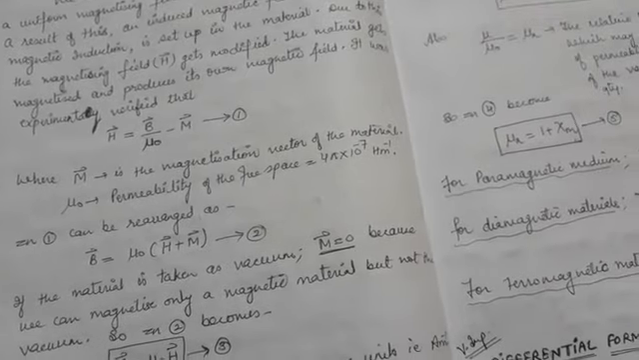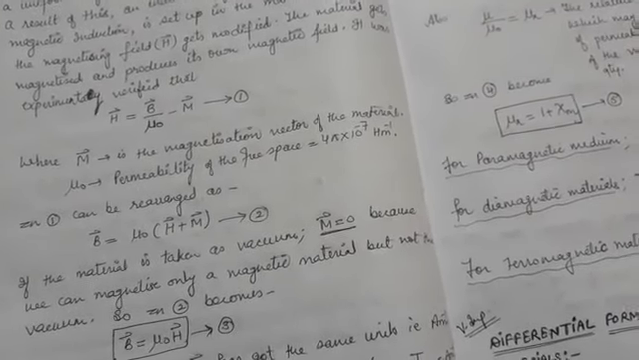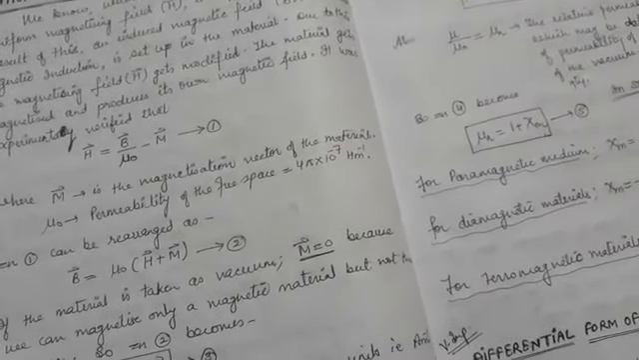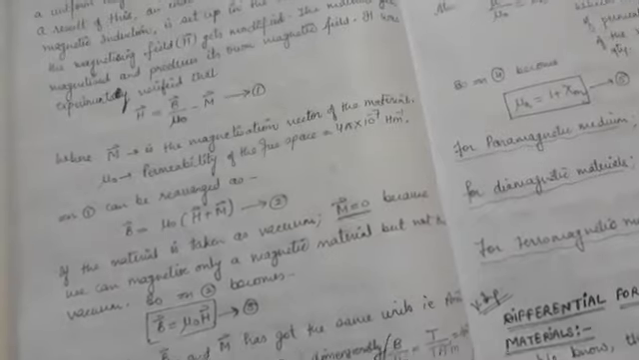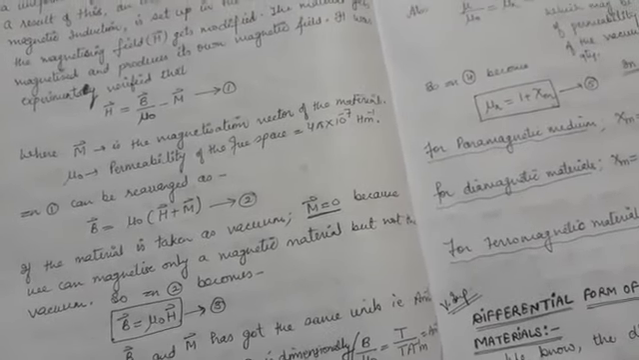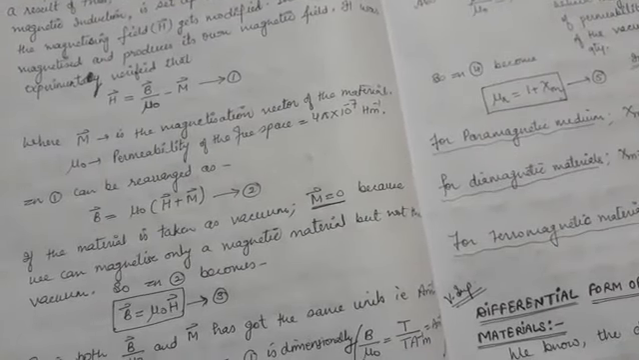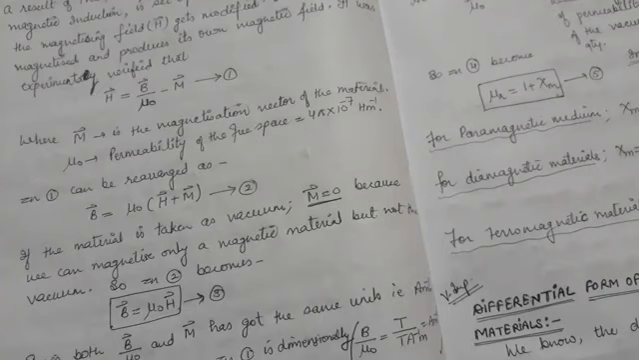And what is mu naught over here? It is the permeability of free space, which is given by 4 pi times 10 to the minus 7 Henry per meter. Now, you have to rearrange equation number 1. On rearranging equation number 1, you will get equation number 2: B vector equals mu naught times H vector plus M vector. This is taken as equation number 2.